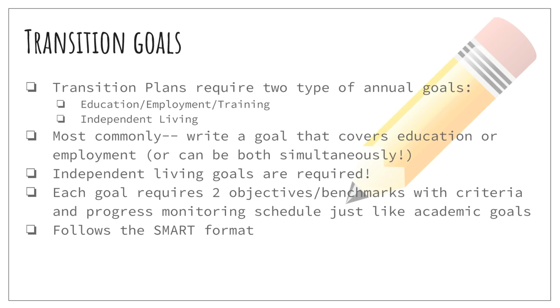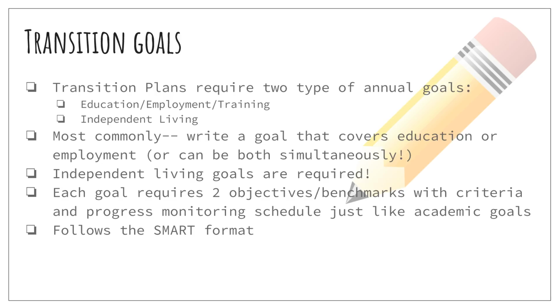Transition goals. Transition plans are required to have two types of annual goals. One in education, employment, or training, and then another in independent living. Most commonly, you would write a goal that covers education and employment simultaneously, or you can write it separately. Independent living goals are required.